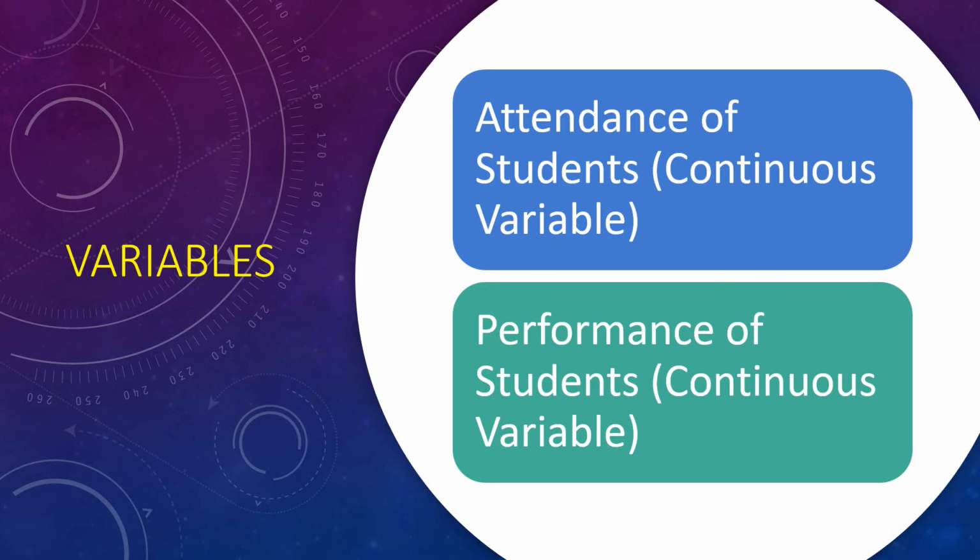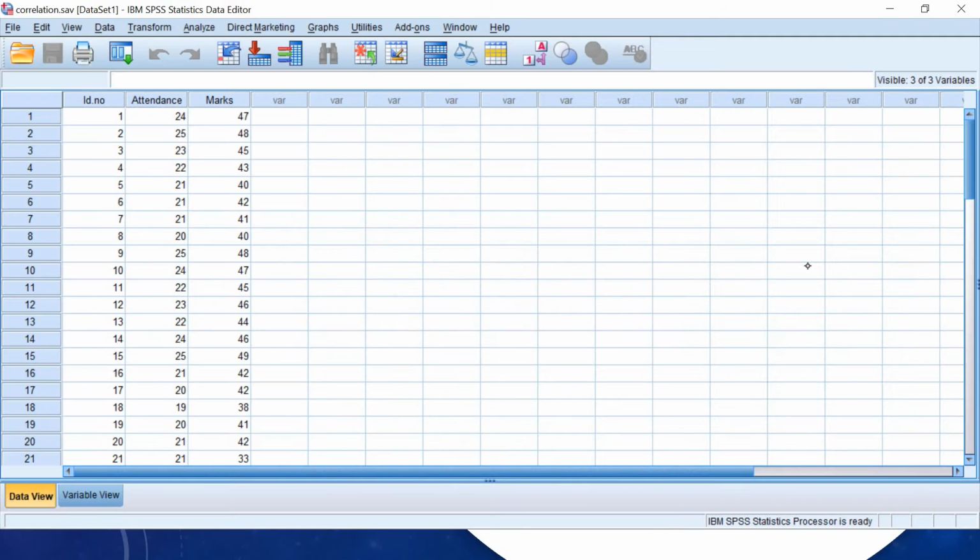For this tutorial, I have taken fictitious data. I have set the data and its properties in SPSS. In data view, the first column is identification number. I have taken a total of 50 students for this tutorial. The second column is attendance of students during a month. And the third column is marks of students in a particular test, which defines the performance of students.